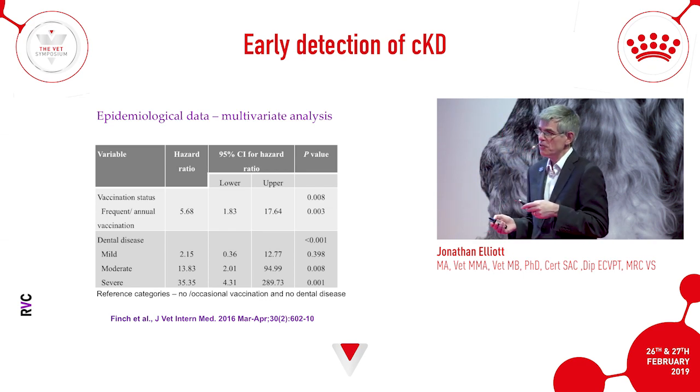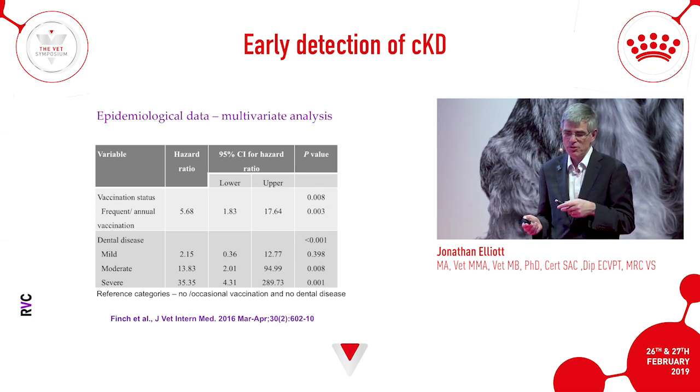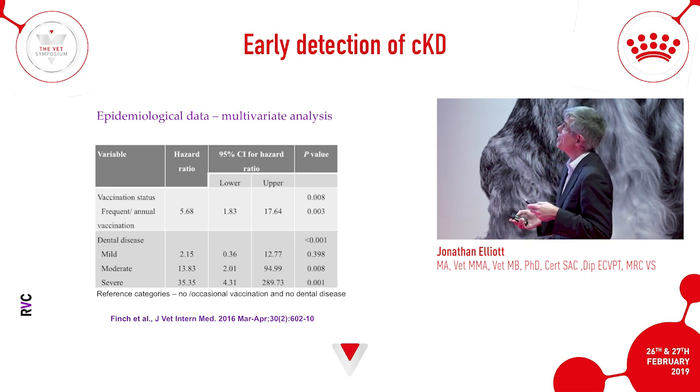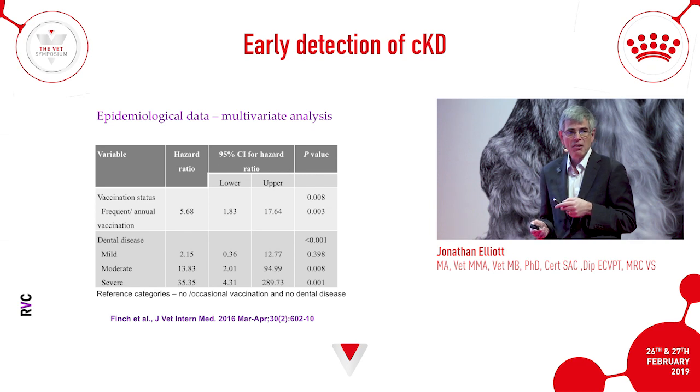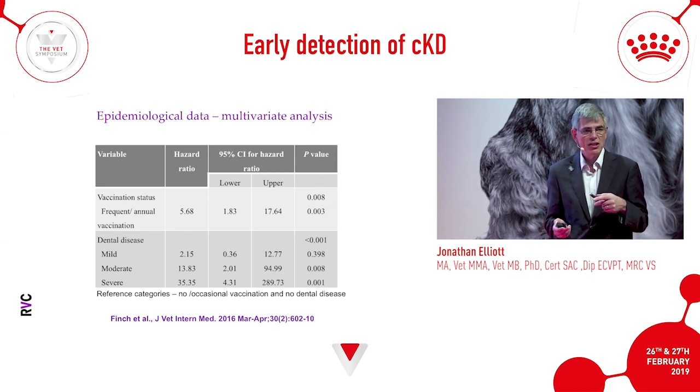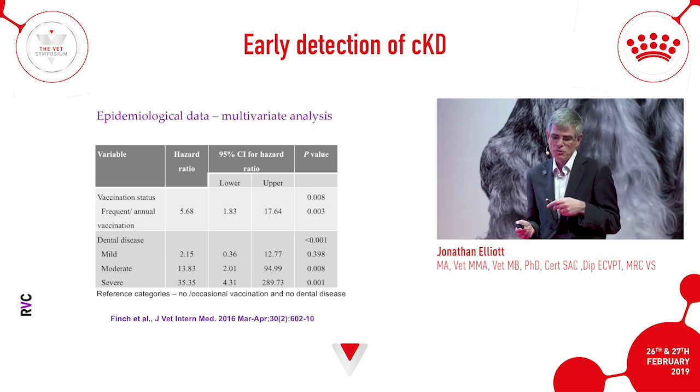So this is the output from the multivariate analysis that looked at those factors. And just to take you through, because I think looking at these papers can be quite confusing, the hazard ratio here indicates, relative to the reference group, how much greater risk is the group under consideration. So the reference group for vaccination were those cats that had no vaccinations or had only been occasionally vaccinated. So maybe they'd had a primary course and a booster dose, but no subsequent vaccinations.